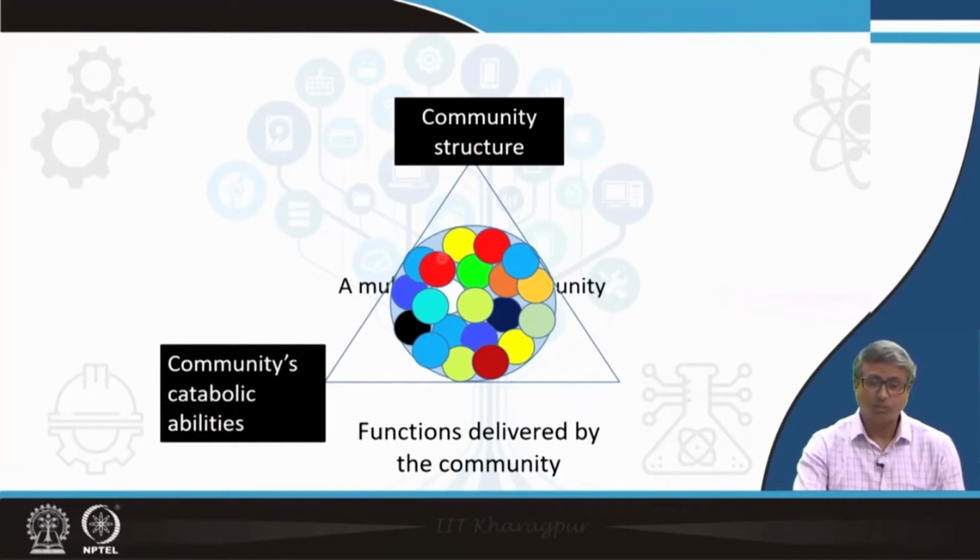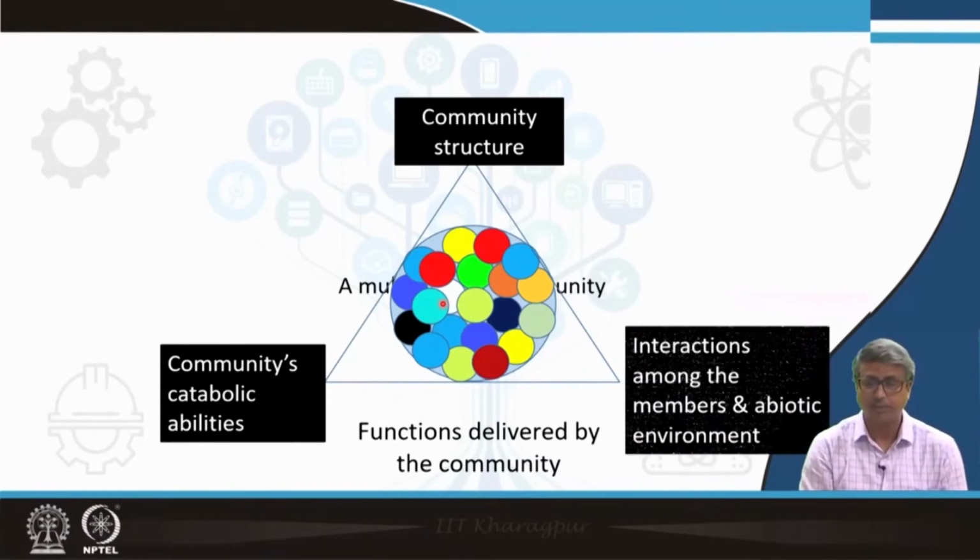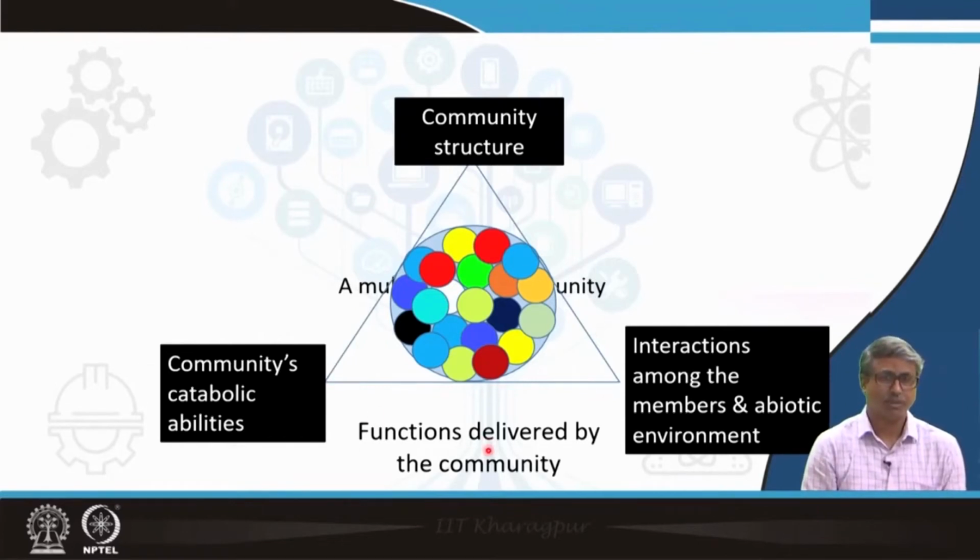Now, the community members present, that is, the microbial species present within the community, represent their catabolic abilities, because each of them will have a set of abilities. Together they represent the community's catabolic abilities, and the interaction among the members and the abiotic environment will always influence the overall function. So, if we try to understand the function delivered by the community, we need to understand that it is actually controlled by 3 main factors.